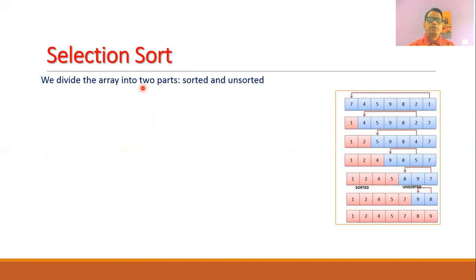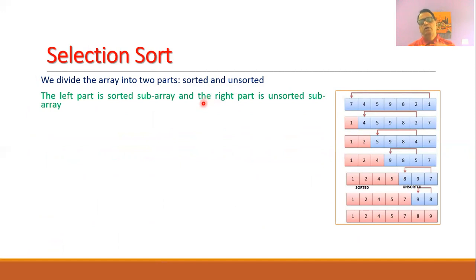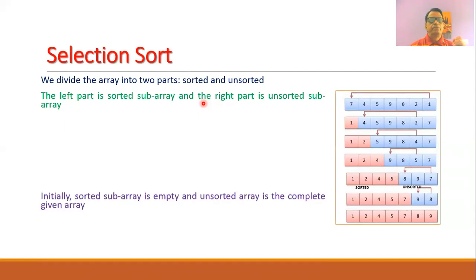So this is the simplest type of the method. In this method, what we will do is that we will divide the array into two parts. The first part is called the sorted array, and the second part is called the unsorted array. So the left part of the array is called the sorted array, and the right part of the array is called the unsorted array.